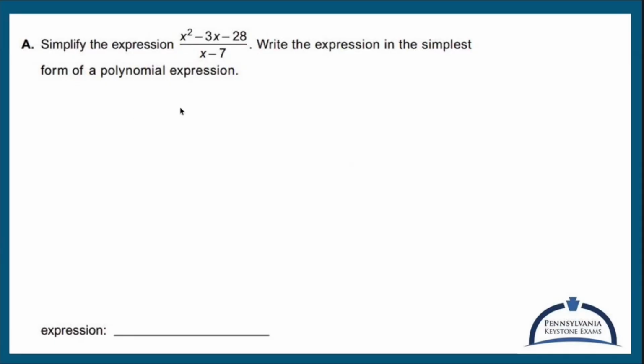All right, we've hit our open-ended problem. Simplify the expression x squared minus 3x minus 28 all over x minus 7. Write the expression in its simplest form as a polynomial expression.